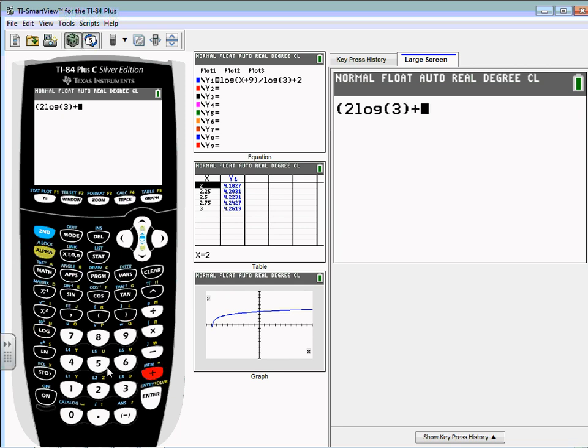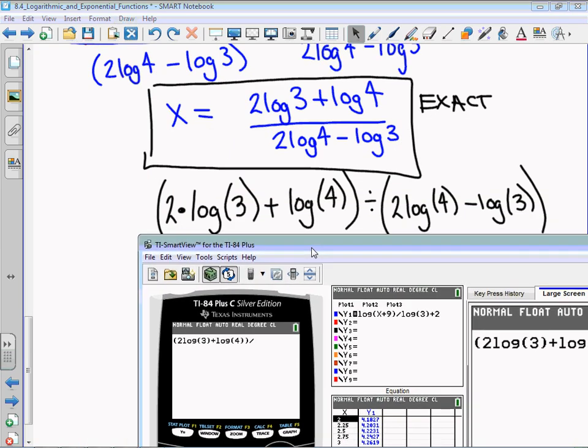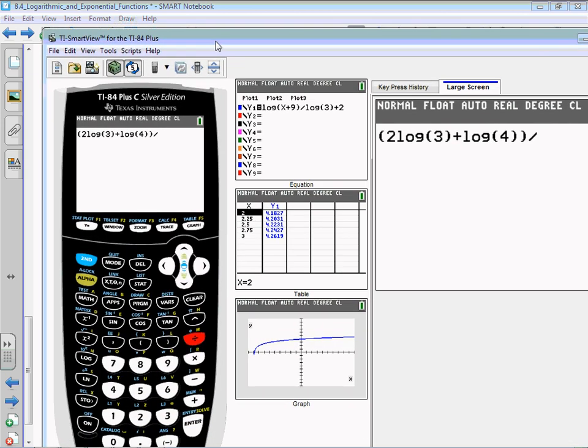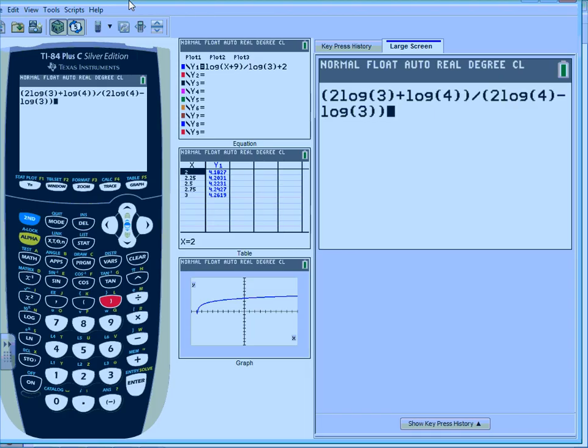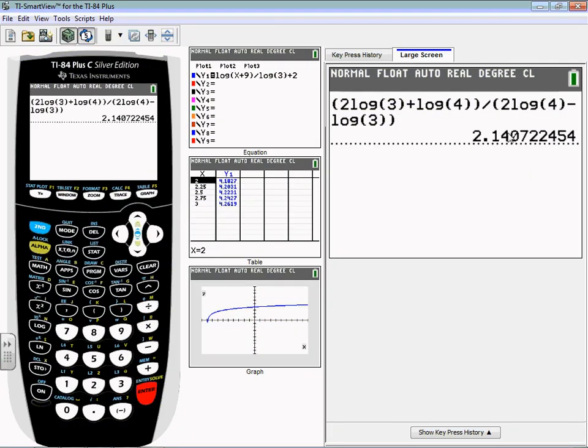Close that bracket around the entire numerator. And then I'm going to divide by my denominator. And I just need to steal a look at it. So it's 2 log 4, so a bracket around the denominator, 2 log 4 minus the log of 3. And I'll close the bracket around the entire denominator. Make sure I double check so I don't screw it up. And then when I hit enter, I get that answer, 2.140722.